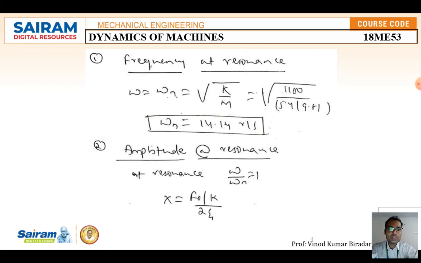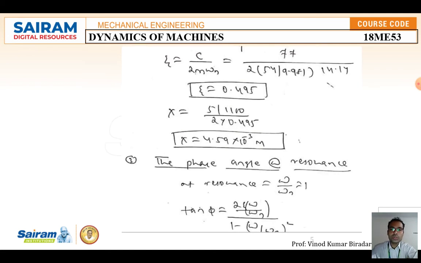At resonance omega by omega n is equal to 1. Therefore we have the formula: capital X is equal to f naught by k divided by 2 zeta. How do we calculate zeta? Zeta is equal to c by 2 m omega n. This is equal to 77, c is the given damping, divided by 2 into mass, that is 54 by 9.81, into 14.14. If you substitute all the values, you get the damping factor zeta is equal to 0.495.